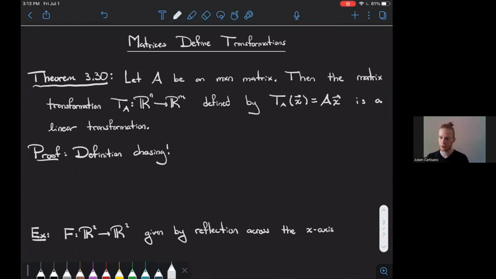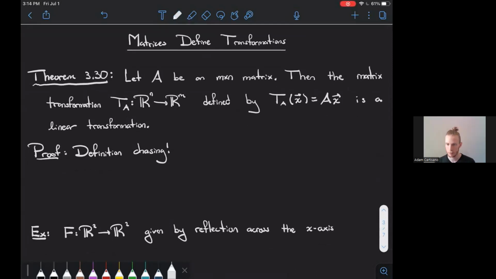Okay, so now I want to talk about a really cool conspiracy between matrices and linear transformations. We'll see very shortly that every matrix defines a linear transformation, and every linear transformation can be written as a matrix. So we'll go both ways. Let A be an m by n matrix. The matrix transformation T_A going from Rn to Rm is defined this way. What do you do to a vector x inside of Rn? You just multiply it by A.